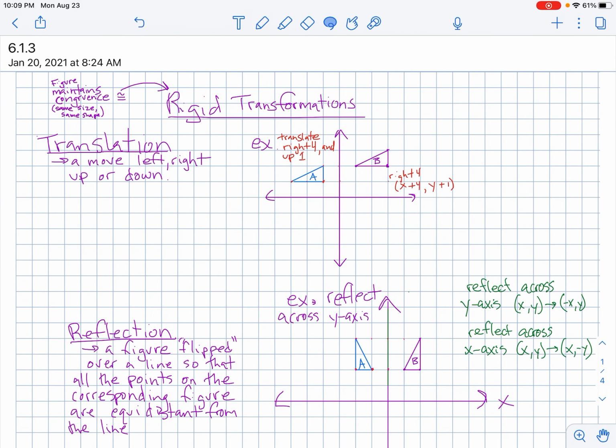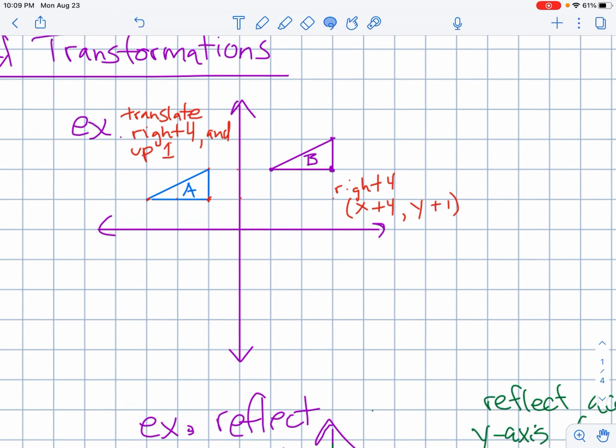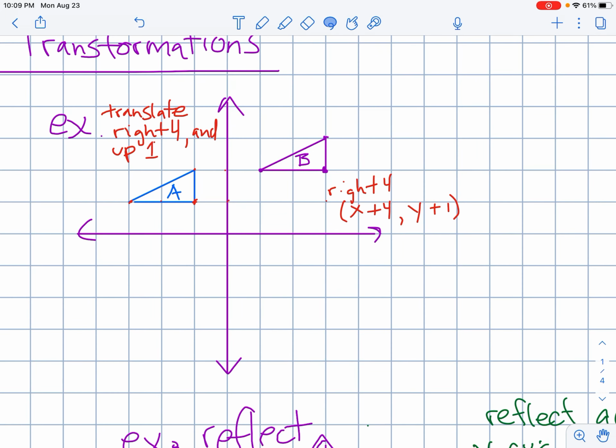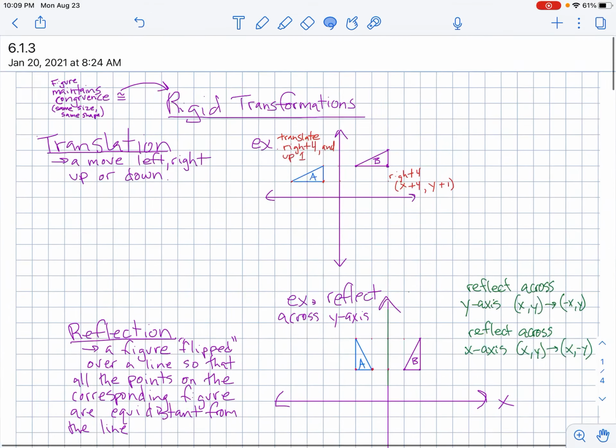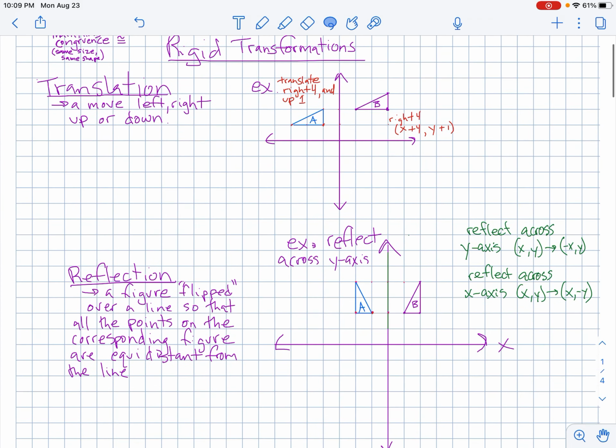In this example of a translation, if we go from triangle A over to triangle B, we went x plus 4, y plus 1. That just means you take the coordinates, add 4 to the x and 1 to the y, and you'll end up with the triangle in position B. Okay, what about a reflection?